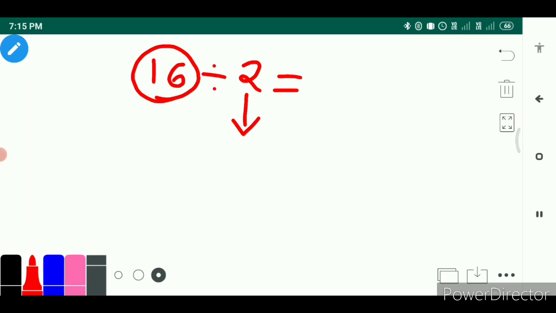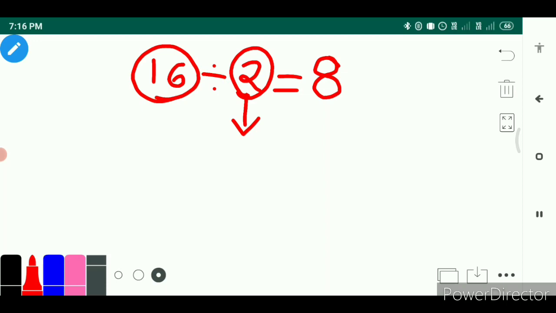2 8's, right? So our answer will be what? 8. I hope that it is now very clear about the using of the tables while dividing any number. Just recall the table and look at the table to find how many 2's or 3's are there. Whatever the number will be, we'll recall that particular number's table.